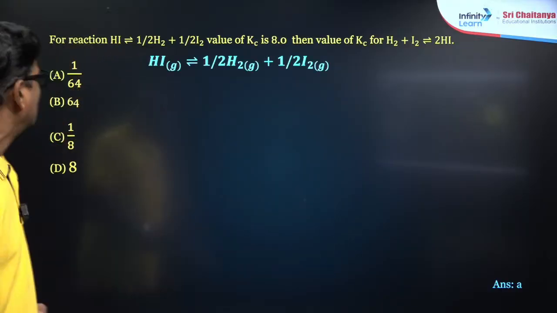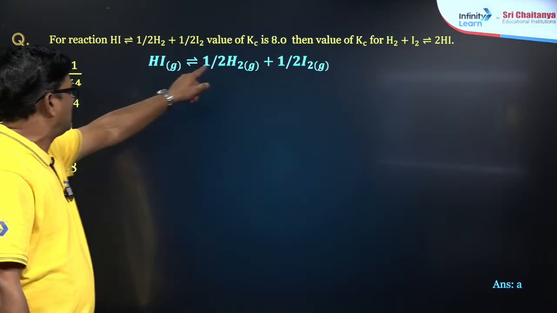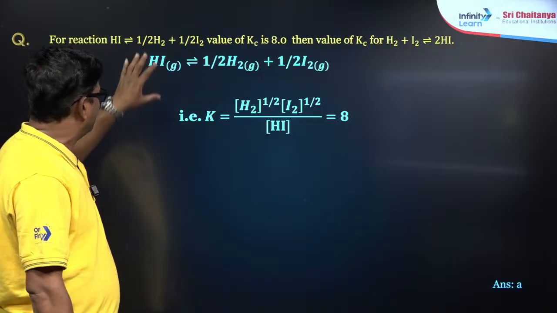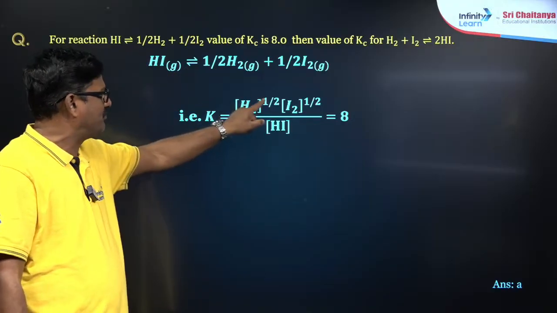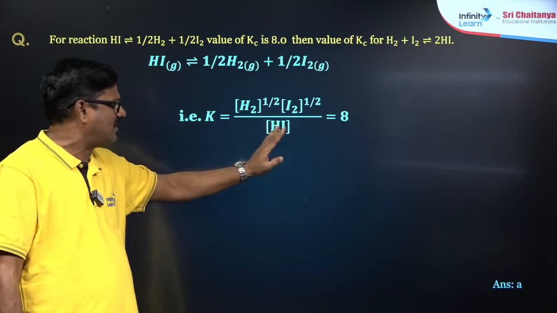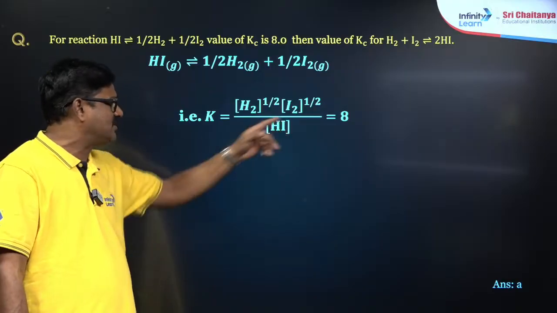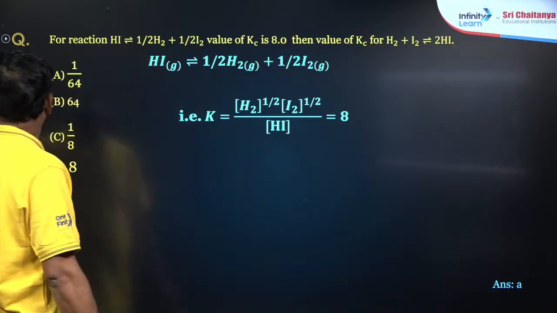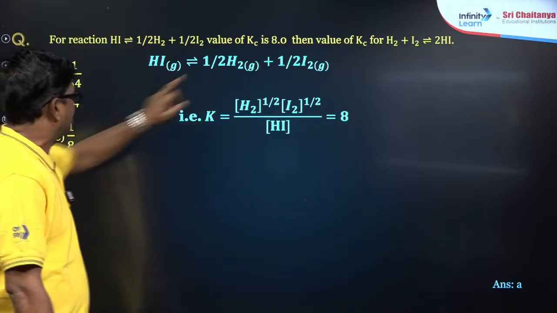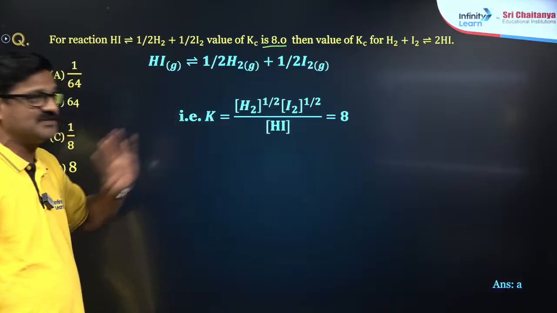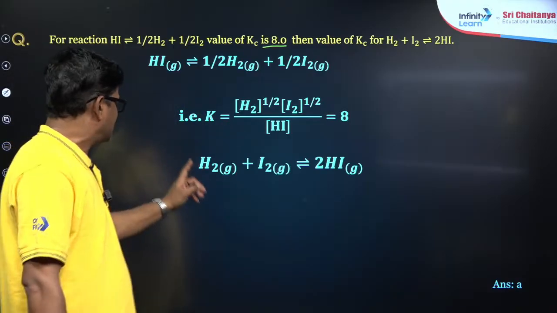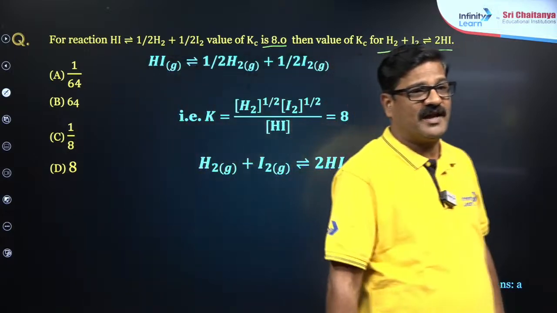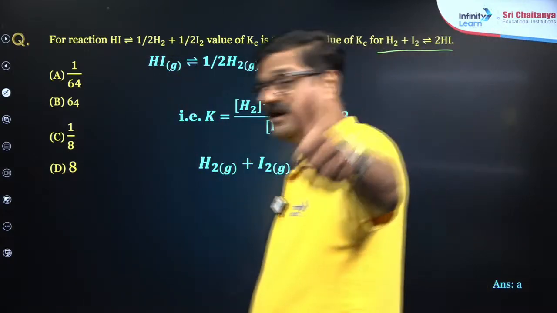It is given as HI gives rise to half H2 plus half I2. For this, K is written as H2 power half, I2 power half upon HI, which is going to be 8. It is given as 8. Now if you reverse this, for H2 plus I2 gives rise to HI, K has to be calculated. Bazid Mir, you have also done well, good.